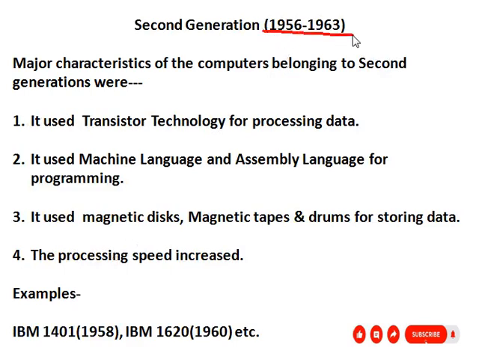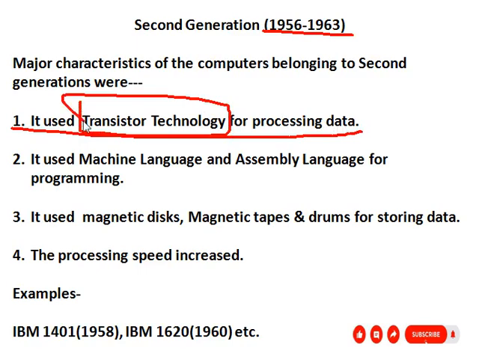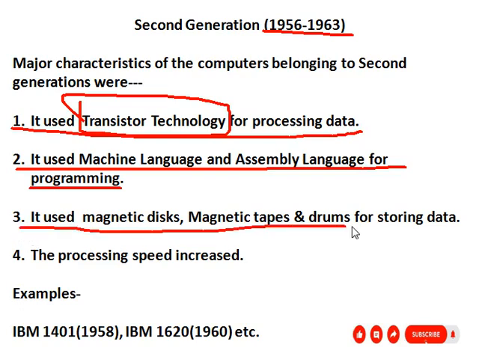So the main characteristics of second generation computers are: number 1, it uses transistor technology for processing data. In first generation, vacuum tube technology was used, but in second generation, transistor technology replaced the vacuum tube technology. Between 1956 and 1963, computers used transistor technology for processing data. Next, it used machine language and assembly language for programming. Next characteristic, it uses magnetic disks, magnetic tapes, and drums for storing data.